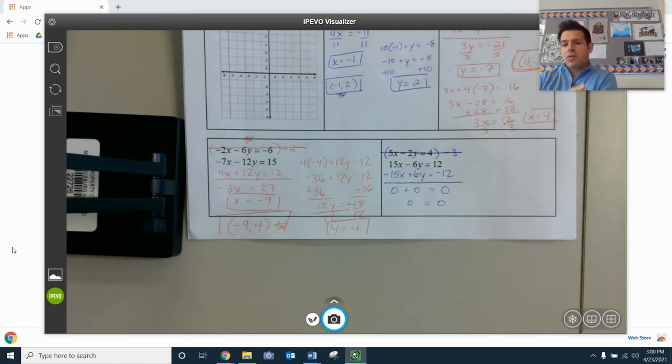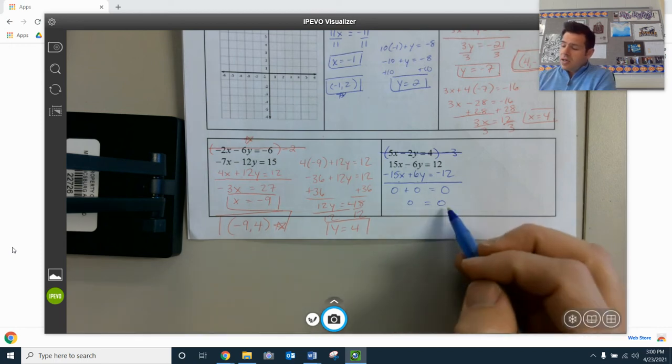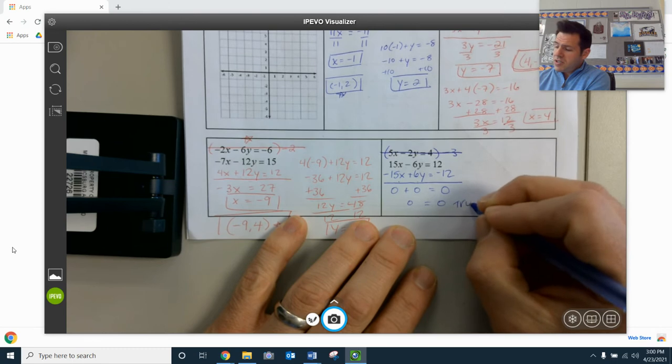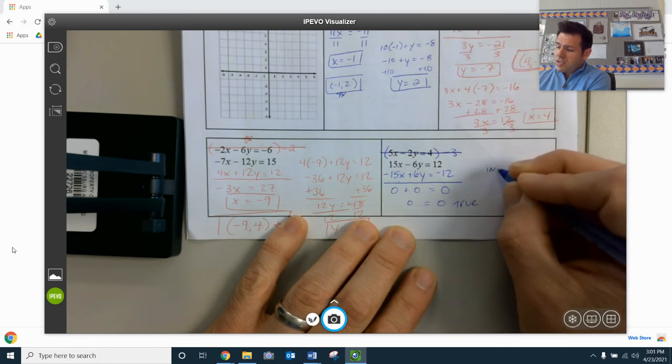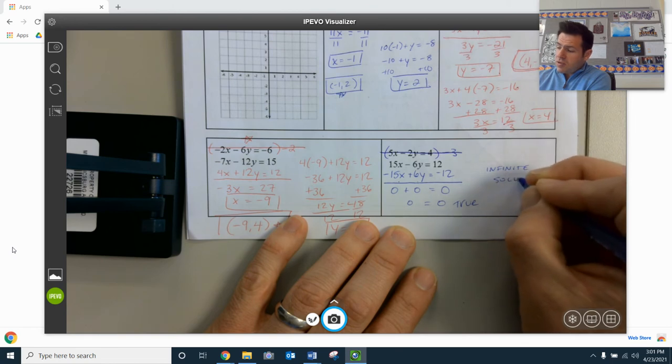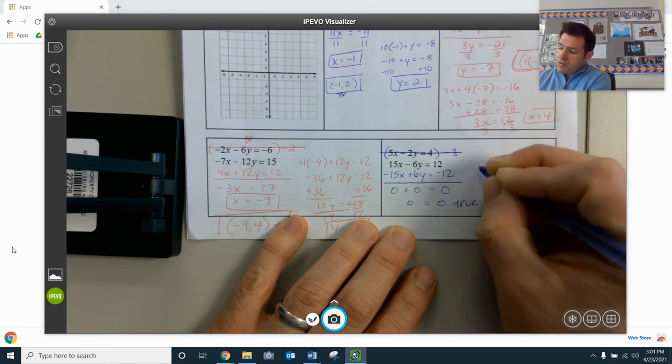When variables disappear, there are none to solve for. We just have to look at the statement and tell whether it's a true or false statement. Here it's true. 0 is equal to 0. So because it is true, we say that the answer to this problem would be infinite solutions.